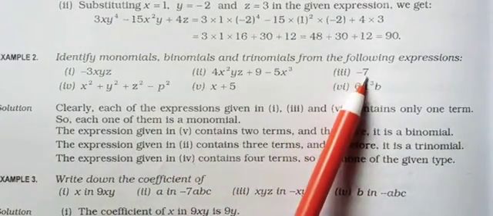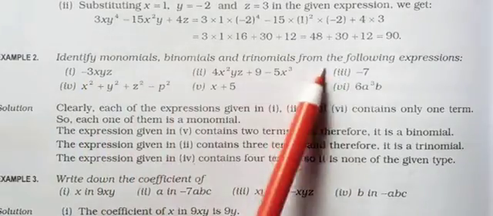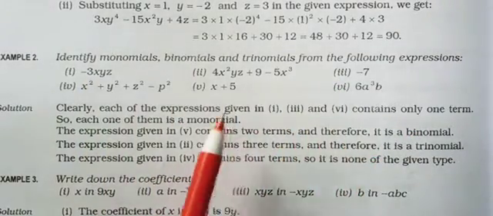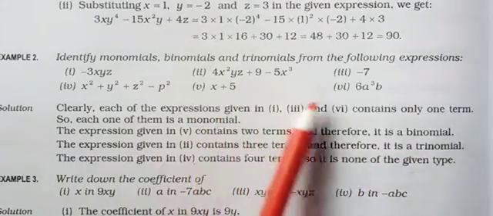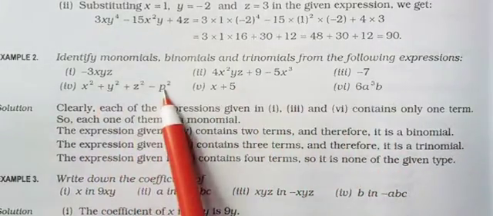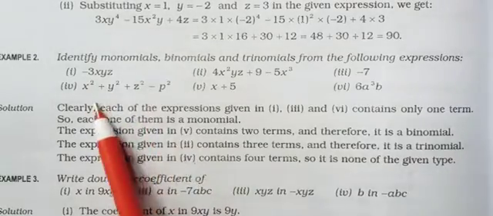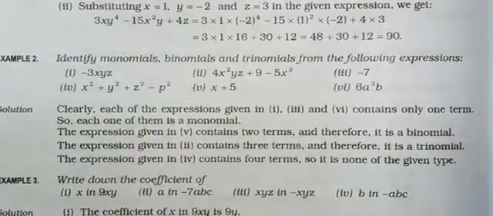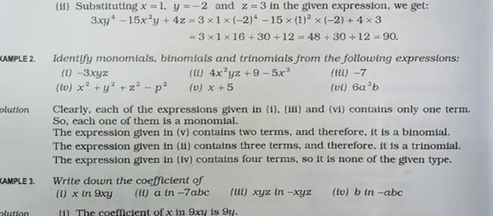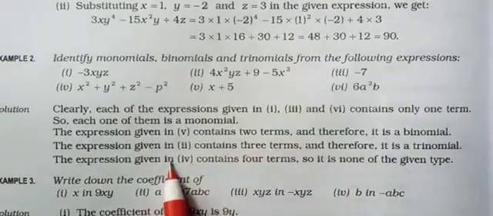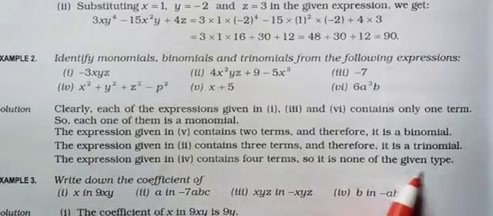And these three, that is 1, 3 and 4, contain only one term, so they are monomial. Expression 5 contains 2 terms, that is binomial. Expression 2 has 3 terms, so it is trinomial. And expression 4 has 1, 2, 3, 4, four different terms, so it should be quadrinomial. So quadrinomial is different from monomial, binomial and trinomial. So we can say none of the given types.